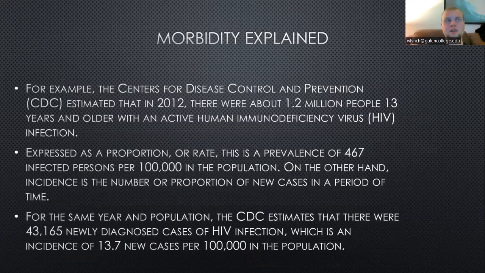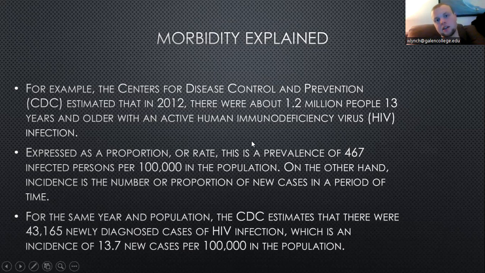For example, if we look at this estimate in 2012 by the CDC, about 1.2 million people 13 years and older had an active HIV infection. As a proportion or a rate, this means that the prevalence is going to be about 467 persons per 100,000 of the US population. The incidence is going to be the number or proportion of new cases in a period of time. So if the prevalence is going to be 467 out of 100,000, the incidence is going to take it down to what happened in the specific year.